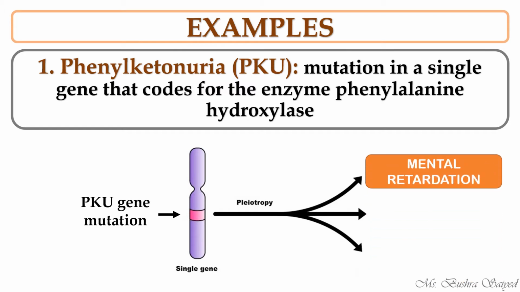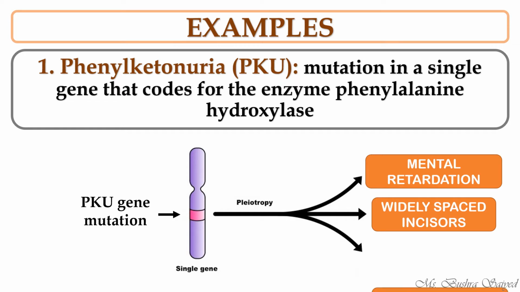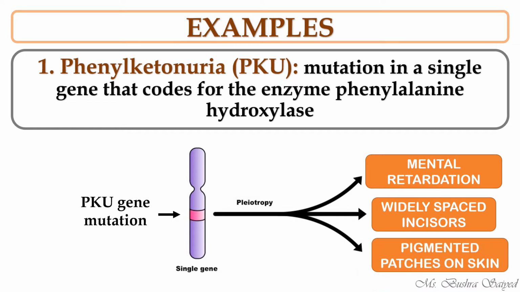What side effects? Apart from phenylketonuria, the major effect, it will cause mental retardation. It will have other symptoms such as widely spaced incisors and pigmented patches on skin. So these are the different phenotypic traits. Not only one trait will be shown, but many different traits are seen here.